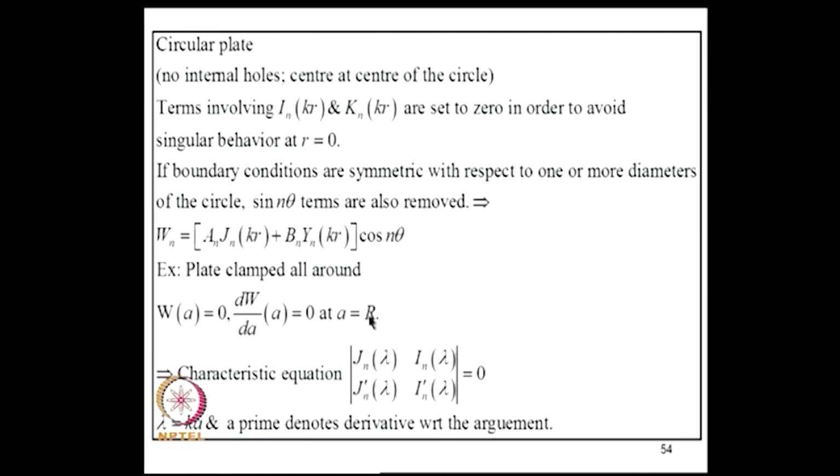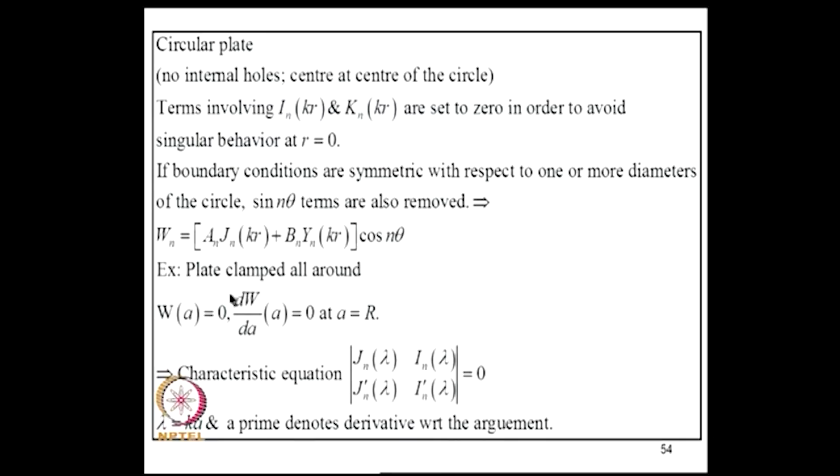Now, let us consider a solid circular plate with no internal holes and center at the center of the circle. In this case, terms involving In and Kn are set to 0 in order to avoid singular behavior at r equal to 0. If boundary conditions are symmetric with respect to one or more diameters of the circle, then sin n theta terms can also be removed and we get the representation for the eigenfunction in this form.